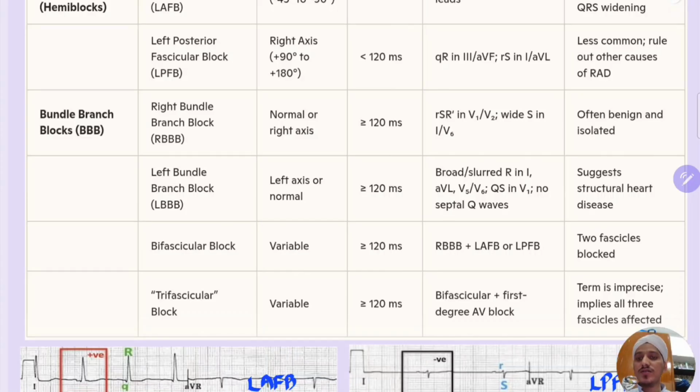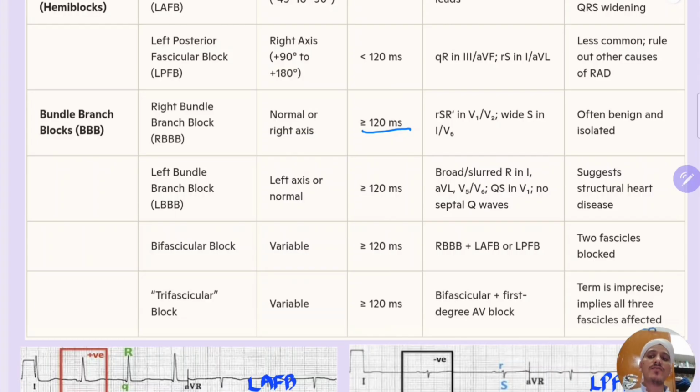Okay. So RBBB, you will have normal right axis, and this is important. In hemiblocks, the QRS duration was not prolonged. But in bundle branch block, QRS duration will be widened. Why will it be widened? Because there is a block, there will be delayed depolarization. So whenever there is delayed depolarization, the QRS will widen.